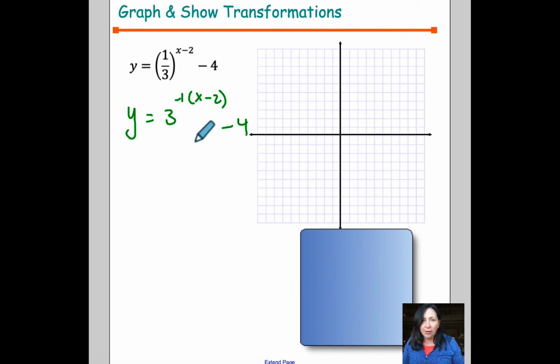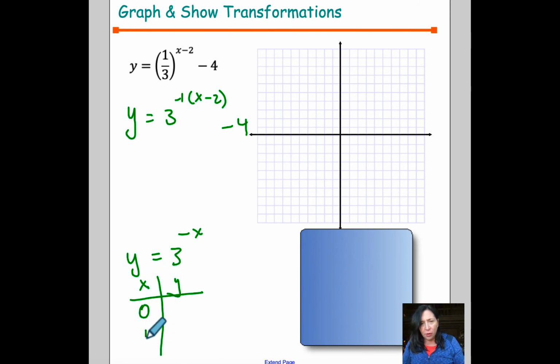The parent function, just a note, is y equals 3 to the negative x power, right? Because the negative 1. And if I were to graph these 2 points for x and y, I get 0 and 1. And 3 to the 0 power is still 1. But 3 to the negative 1 power is 1/3. So we have 0, 1 here. And then we have 1, 1/3. And that should give you an idea. I'm not going up. It's coming down. So it's looking like this, right?